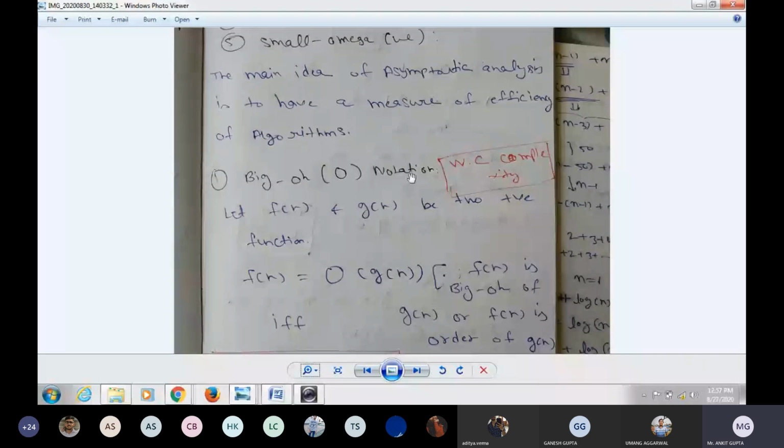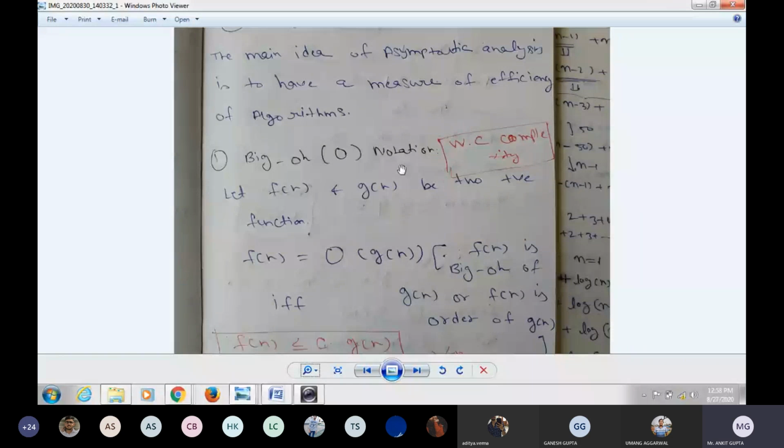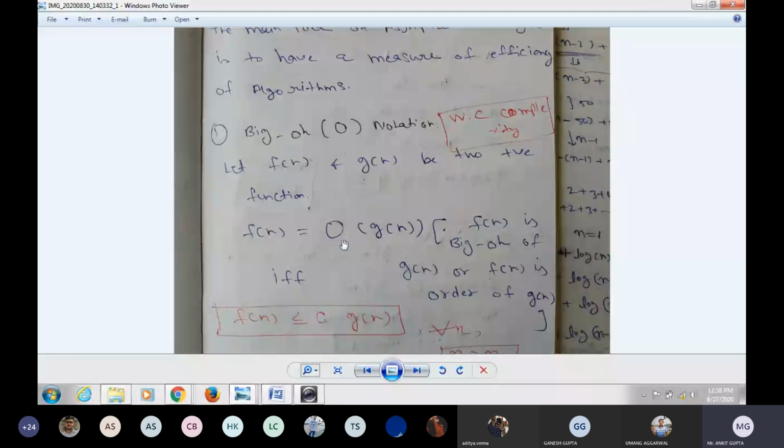So first I will explain big O. It will give the complexity in the worst case. Let's suppose f(n) and g(n) are two positive functions, and if I write f(n) is equal to order of g(n), it is like f(n) is big O of g(n), or I can say that f(n) is order of g(n).